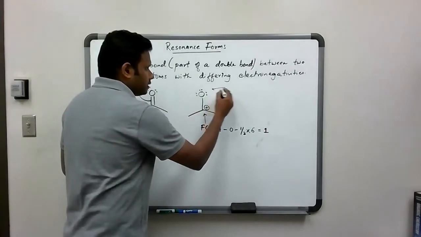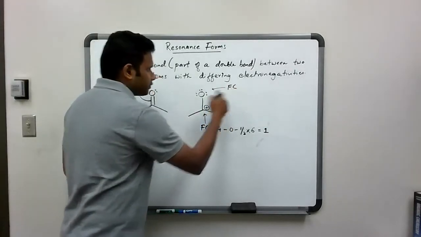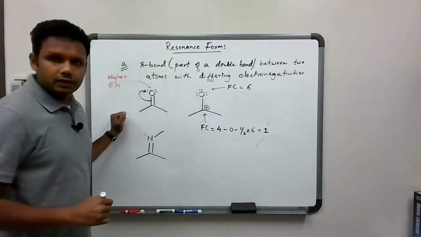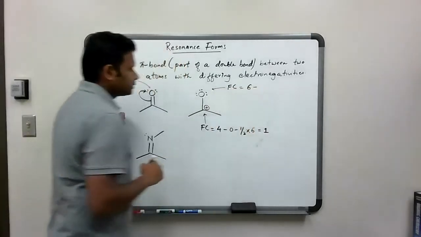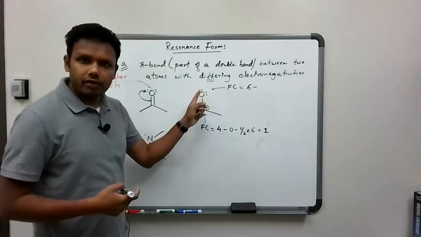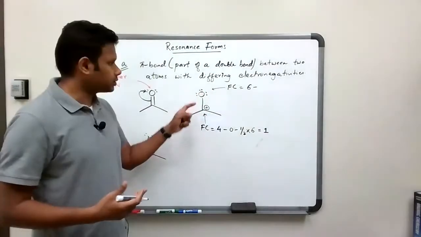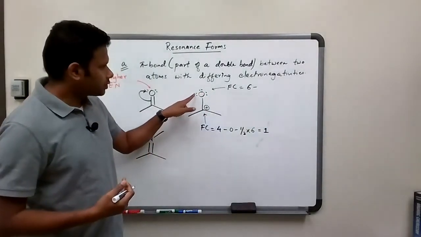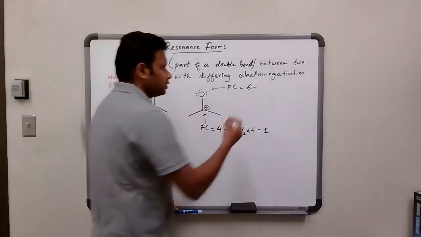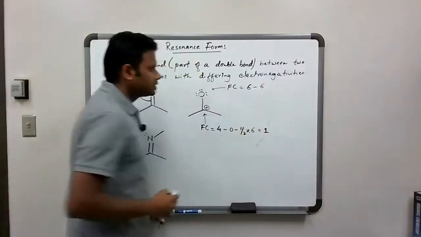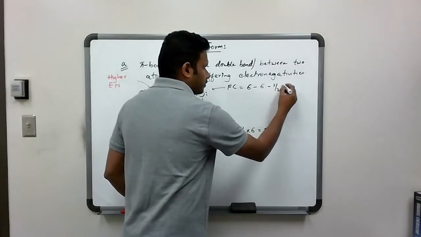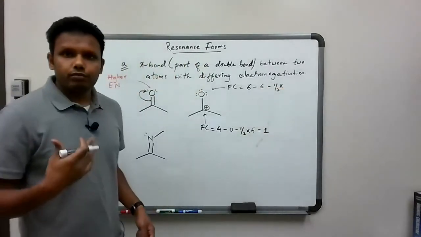Similarly, we can calculate the formal charge for the oxygen atom. Okay, group number is 6, minus the number of lone pair electrons, or non-bonded electrons, whichever way you call it. So there are 2, 4, and 6 lone pair electrons on that oxygen. So I'm going to put 6 minus 6, minus half times the number of bonded pair of electrons.